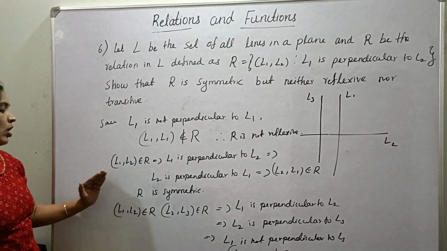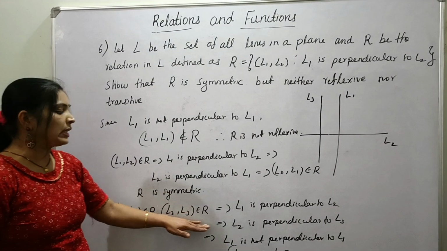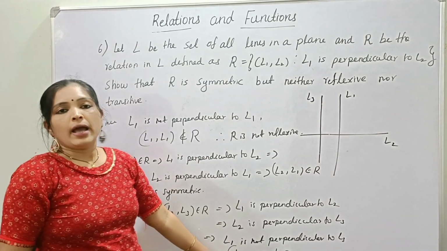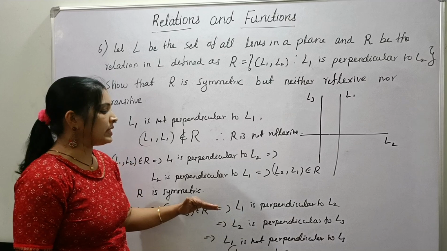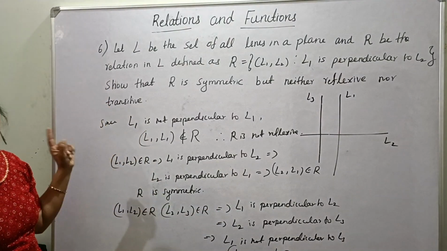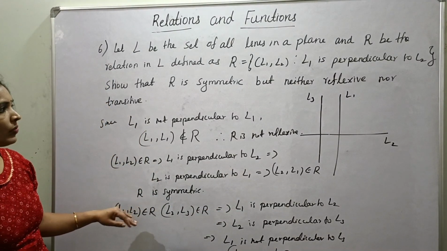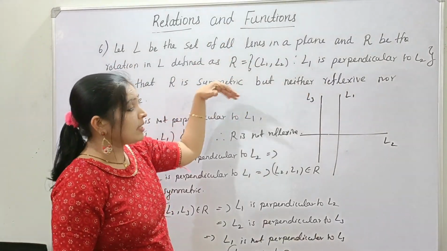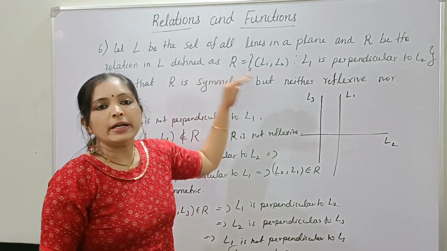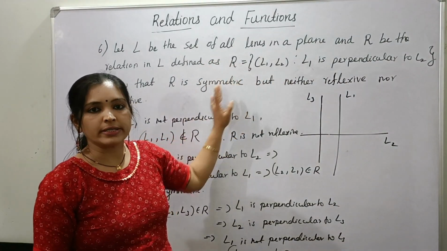So here we have got (L1, L2) belongs to R, (L2, L3) belongs to R, and (L1, L3) does not belong to R. Therefore, this relation is not transitive. Hence, this relation is symmetric but neither reflexive nor transitive.